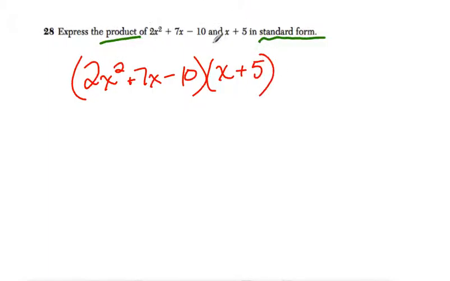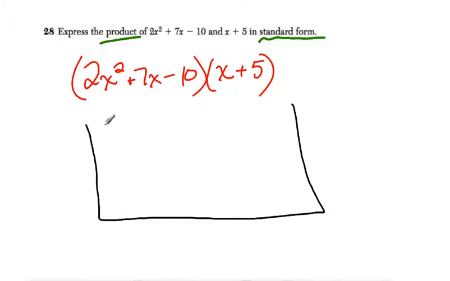So this is a little difficult to FOIL if you're not that comfortable with it. You'd be doing really 6 multiplications, 2x squared times x and so forth. So I'm going to set up a little box method down below, which is a helpful tool for multiplying polynomial expressions. I like to think of it as like a window.